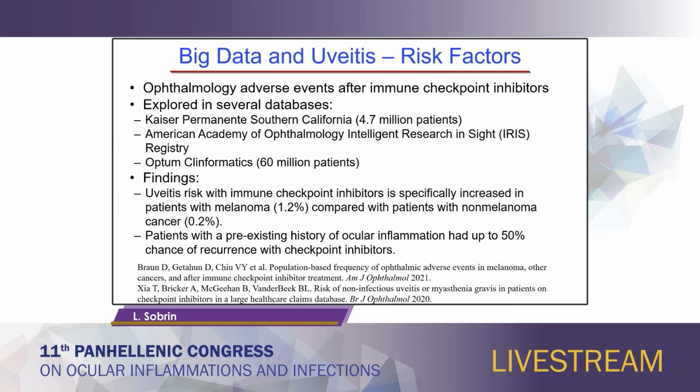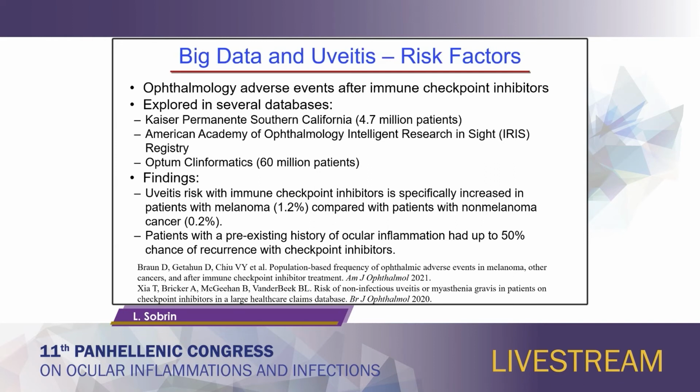Another area in uveitis that has been explored significantly with big data is the rate of uveitis or other ocular complications from immune checkpoint inhibitors. So this has been explored both in the Kaiser Permanente Southern California database, the American Academy of Ophthalmology's IRIS registry, which takes data from the majority of practices in ophthalmology from across the United States, as well as the Optum database. So we know that these drugs increase the risk of uveitis.